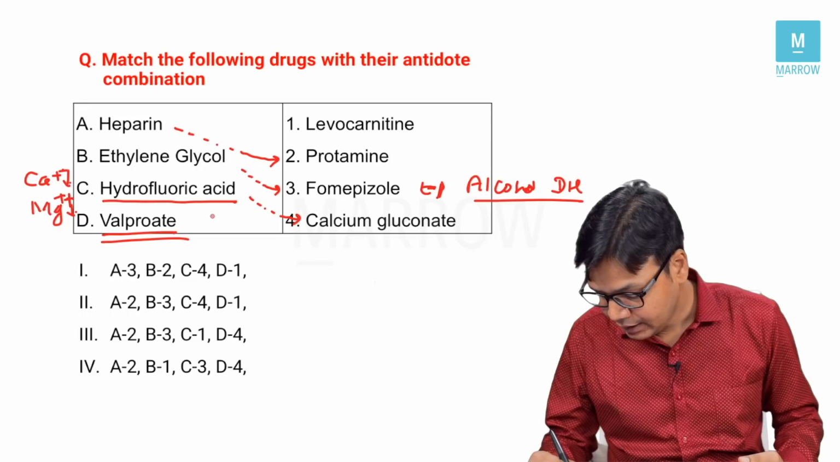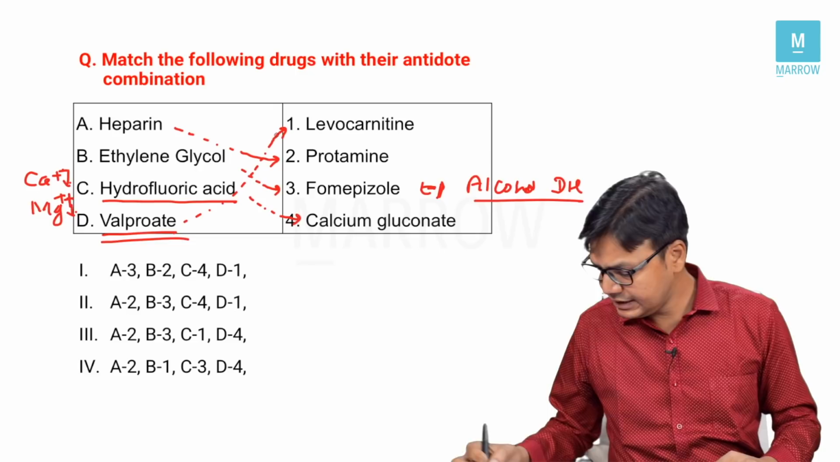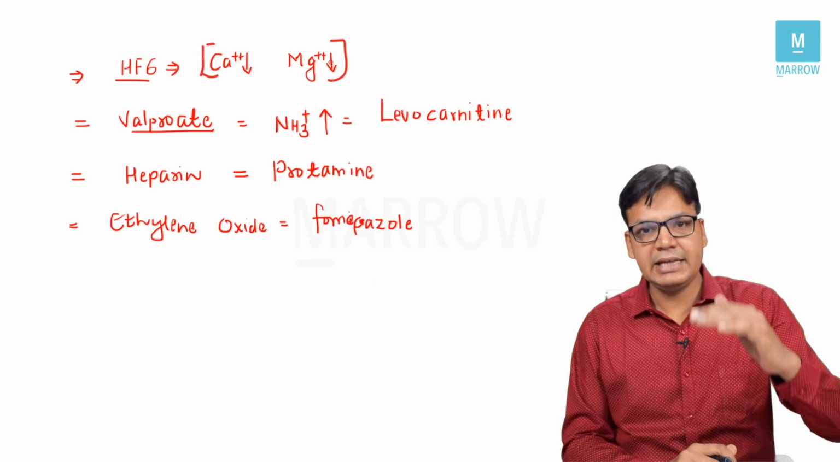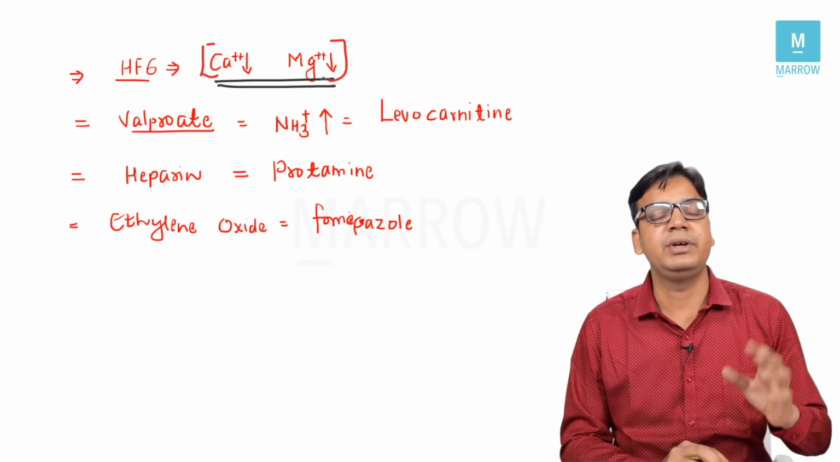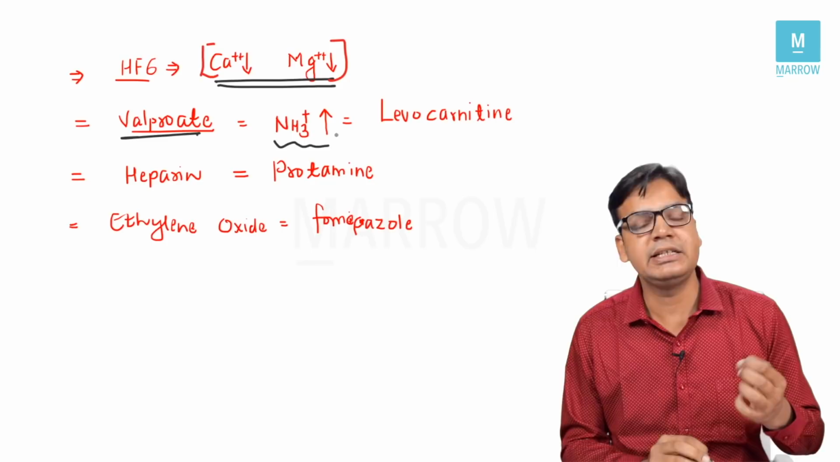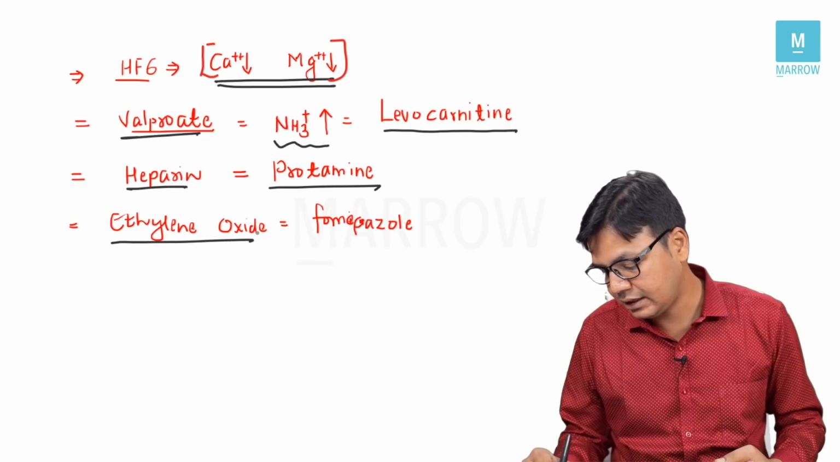Yes, my dear friend. So you can see this one, this is a very important one. HF, yes, it causes less calcium, less magnesium, hypocalcemia and hypomagnesemia. So here the antidote is calcium supplementation, calcium gluconate. Valproate increases ammonia, levocarnitine is the antidote. Heparin antidote is protamine and ethylene glycol antidote is fomepizole.